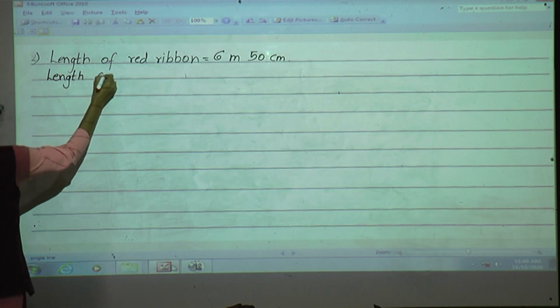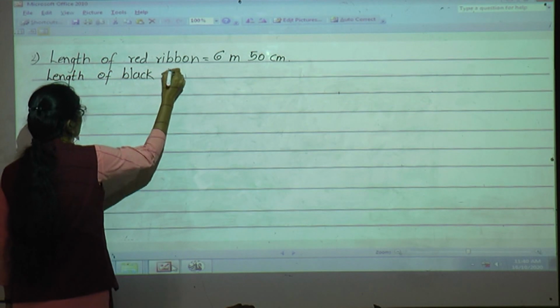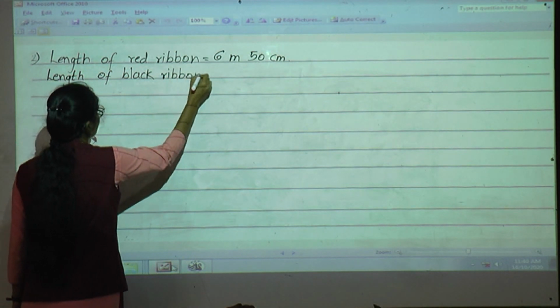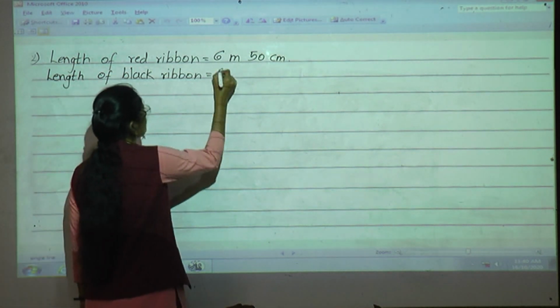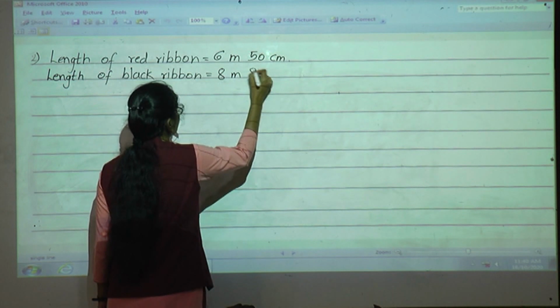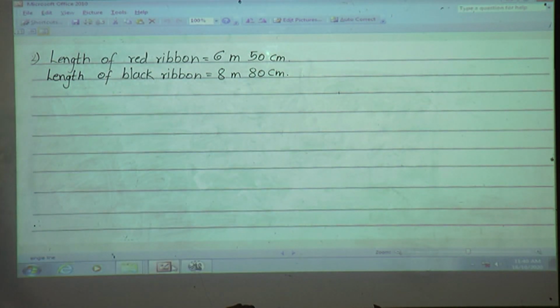Length of black ribbon. What was the length of black ribbon? 8 meter 80 centimeter. 8 meter 80 centimeter. Now we have to find out the total length of the ribbon.